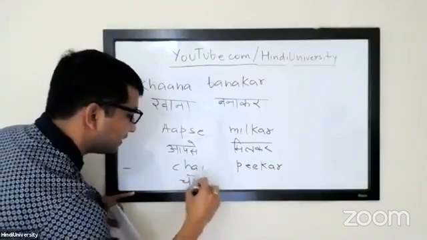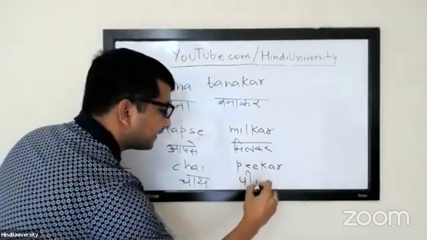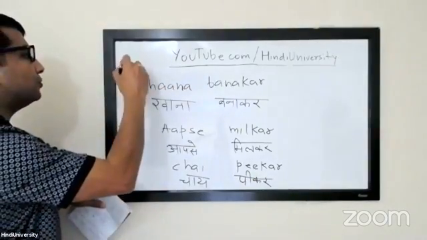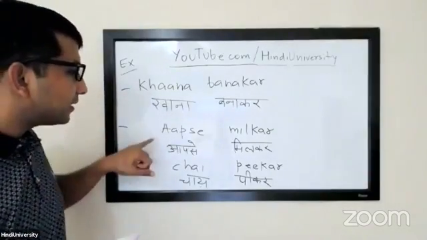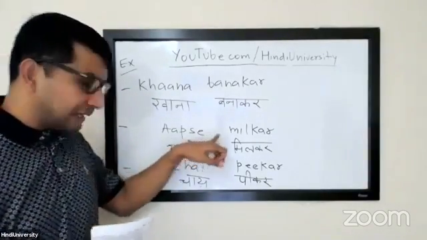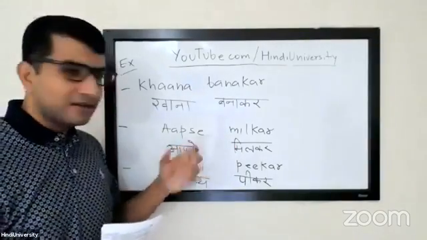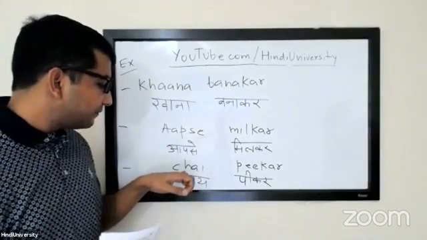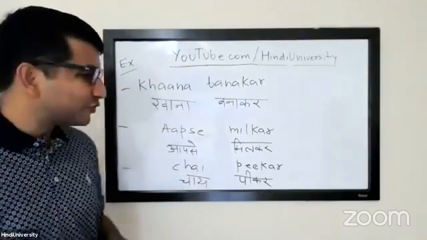Hopefully you can read it. So I have written 3 phrases here, and your exercise is to tell me what each of these means. Khana banakar, aapse milkar. Okay, so milkar should be the base thing. Aapse milkar, aap is a pronoun, se is a postposition, and then chai peekar. Okay, I think most of you should be able to follow.